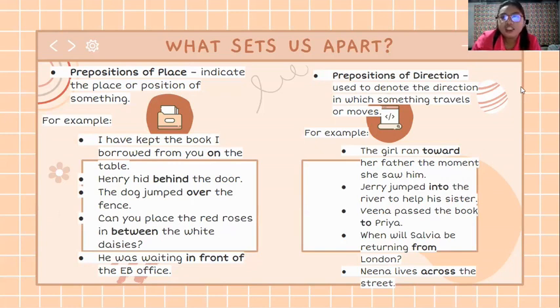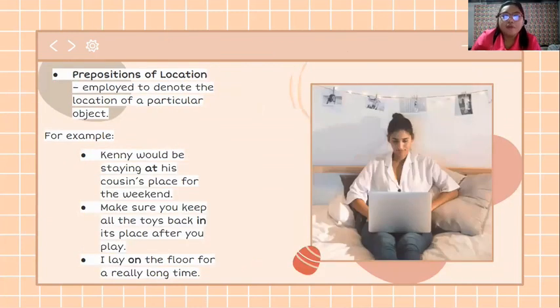Prepositions of direction are used to denote the direction in which something travels or moves. For example, the girl ran toward her father the moment she saw him. Jerry jumped into the river to help his sister. Vina passed the book to Priya. When will Salvia be returning from London? Nina lives across the street.